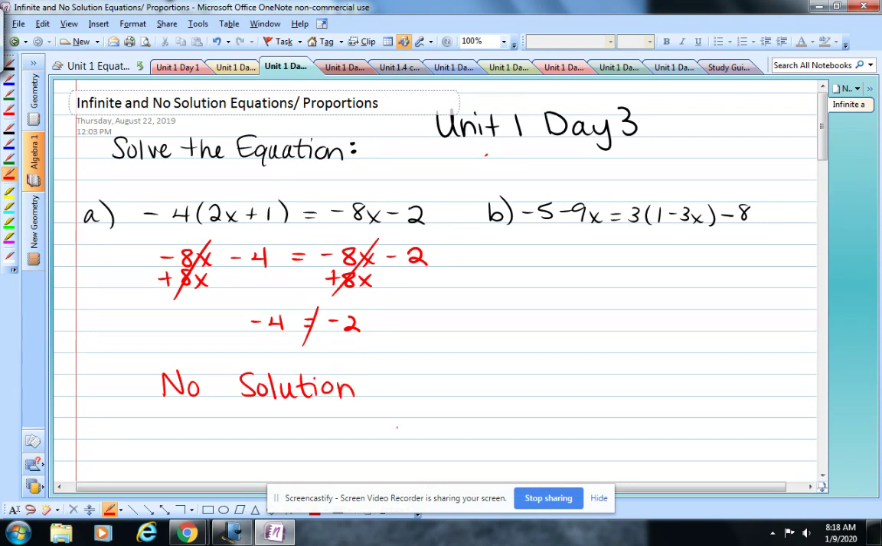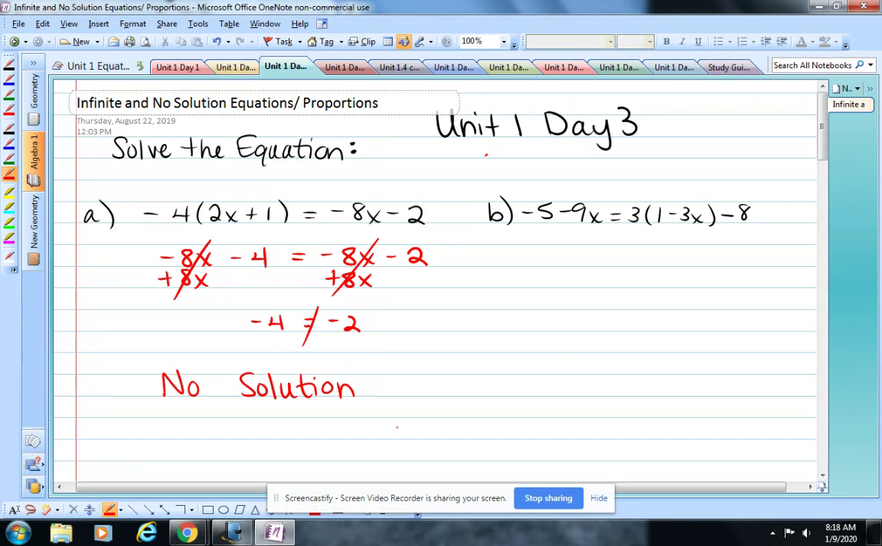One cool thing about this is the problems are usually shorter to work because once your variables cancel out, you're done. But you have to write down what number equals the other number. All right? And if the numbers are different, you say no solution. Now, sometimes the variables will cancel out and the numbers will be the same, and then it wouldn't be no solution. Okay? But if the numbers are totally different numbers, you're going to say no solution.